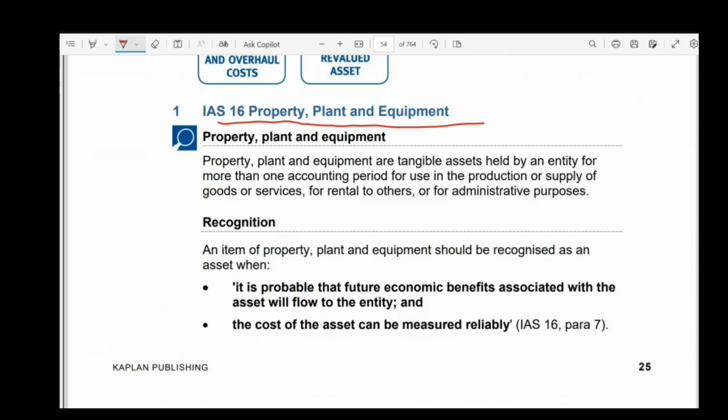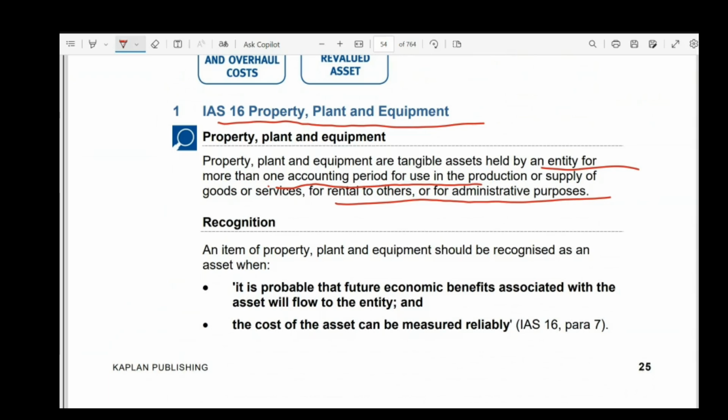You have to be very comfortable with IAS 16, what is the definition and how it is explained in the written form as well. Property, plant, equipment are a tangible asset held by an entity for more than one accounting period for use in the production or supply of goods, for rental to others or for administrative purpose. Anything which is used specifically for business will be considered as property, plant, as part of the asset of the company.